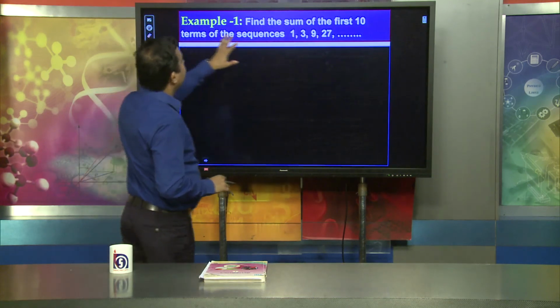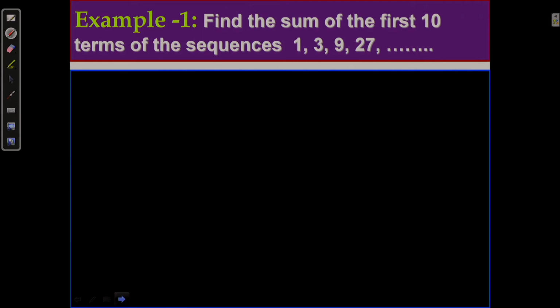Let us discuss an example. Find the sum of the first 10 terms of the sequence 1, 3, 9, 27. Dear learners, you just observe, that is the very important thing. The sequence is given: 1, 3, 9, 27, and so on. We are going to find the sum S10. What is the value of S10?